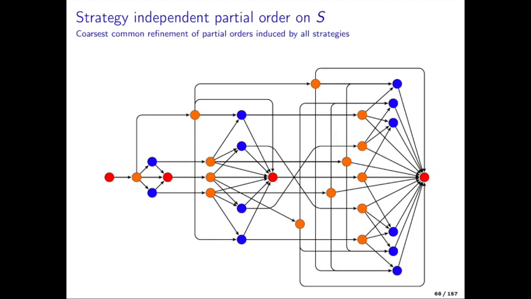So here's the strategy-independent partial ordering on the state space, which is the coarsest common refinement of all partial orders induced by all the strategies potentially played by the players. Here are all the orders, and you see there are no loops, and there's one absorbing state. In fact, this is what we call a directed acyclic graph, or DAG, because there are no loops and it's a directed graph. Here's an absorbing state, and here's where we start.